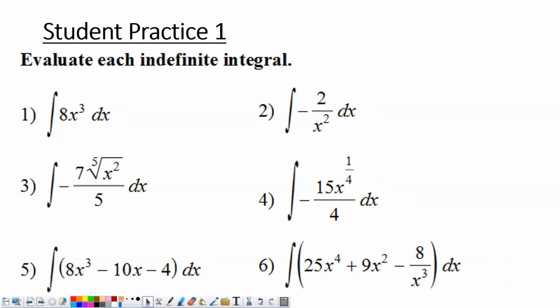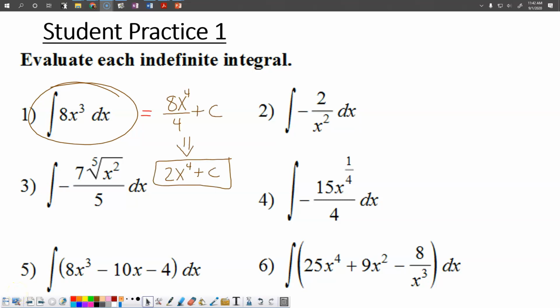I wonder if I have student practice already made. I do. So I want you guys to go ahead and try this one. Pause the video and see if you guys can get the answer for that problem. There you go. You should have gotten 2x to the 4th plus c.